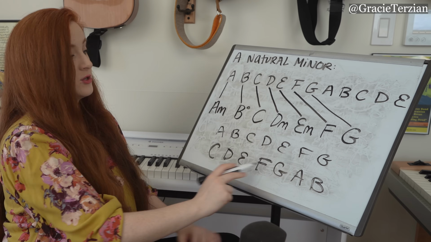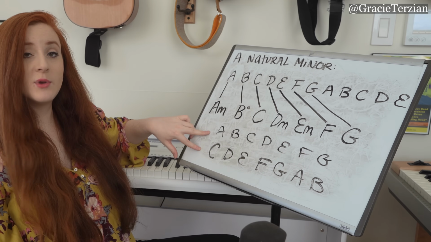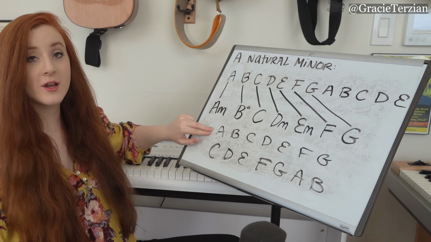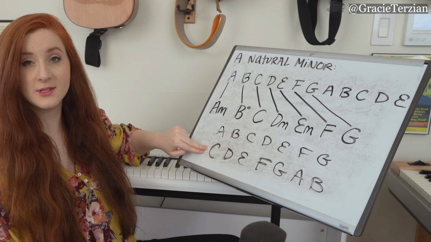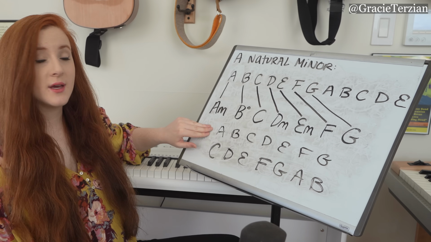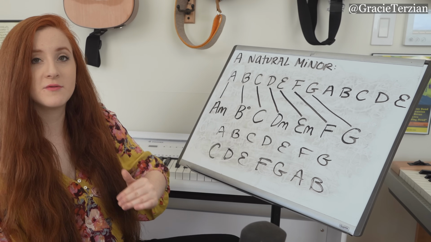You can see that none of them have any sharps or flats, right? Exact same notes. They're even in the same order. They both go in alphabetical order. But for this scale, we're starting on the note A, and for this scale, we're starting on the note C. So that's what I mean when I say they are relative keys, okay? So A minor and C major, relative keys.